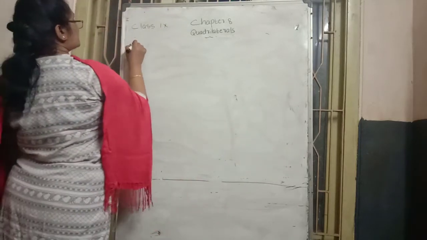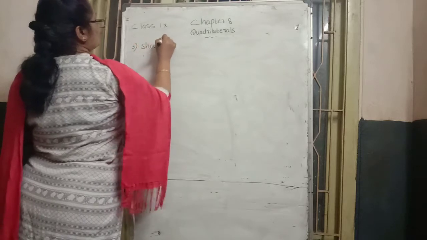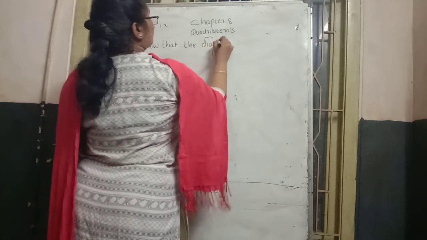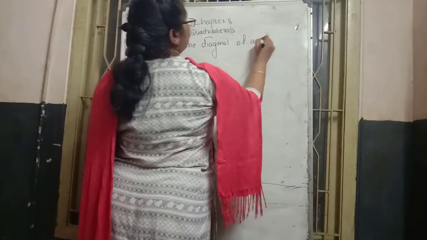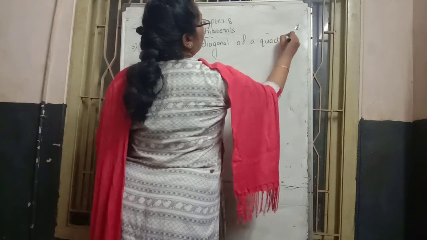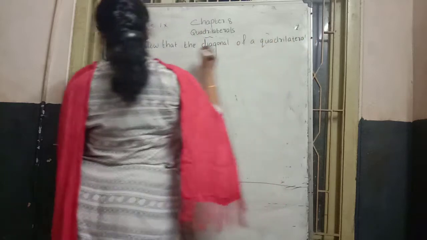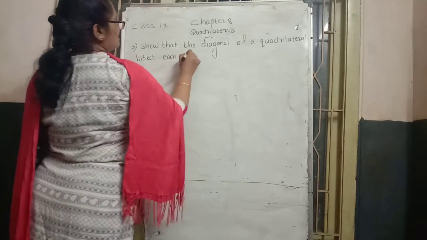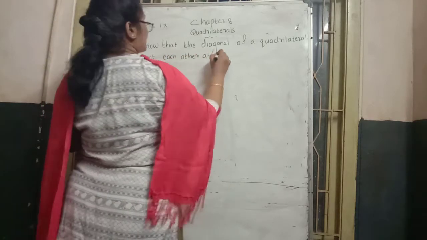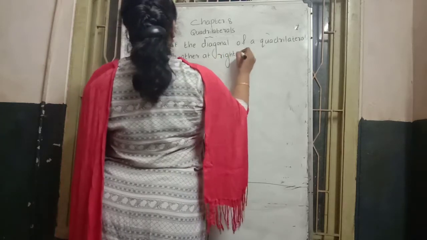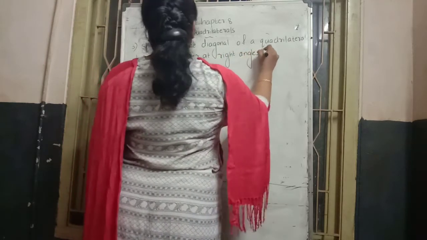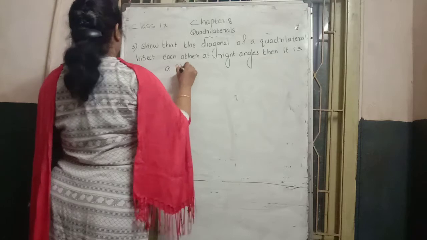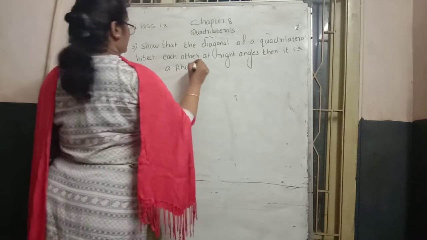Third question: show that if the diagonals of a quadrilateral bisect each other at right angles, then it is a rhombus. That diagram becomes a rhombus.